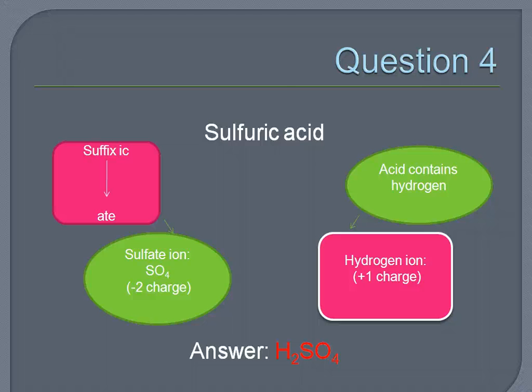Question 4. Sulfuric acid. Remember that the suffix "ic" goes to "ate", so a sulfate ion is SO4 with the -2 charge. An acid always contains a hydrogen ion. A hydrogen ion has a +1 charge. To balance the +1 with the -2, we give the hydrogen 2 hydrogen atoms to make it a +2 charge, which would balance with the -2 charge, yielding an answer of H2SO4.